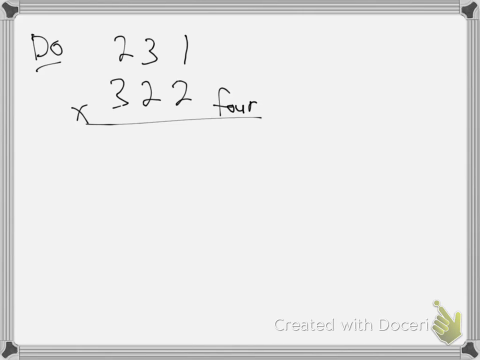2 times 1 is 2. 2 times 3 is 6, which is carry away 4, bring down 2. 2 times 2 is 4, add 1 is 5, which is carry away 4, bring 1 down. How are we doing on the first level? 1, 1, 2, 2. Keep going.